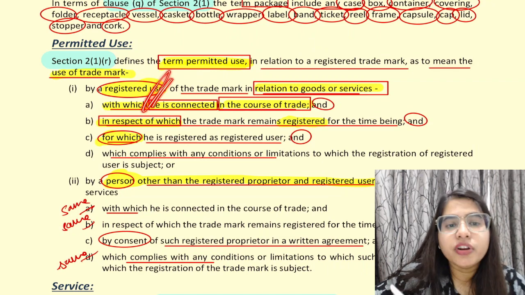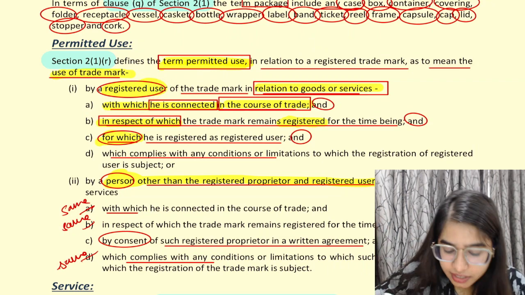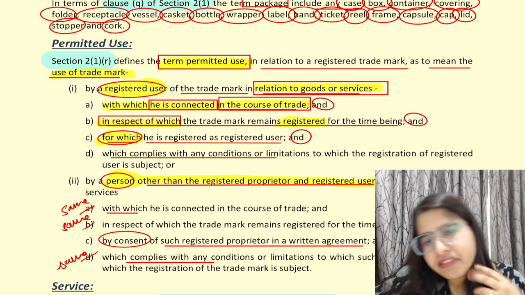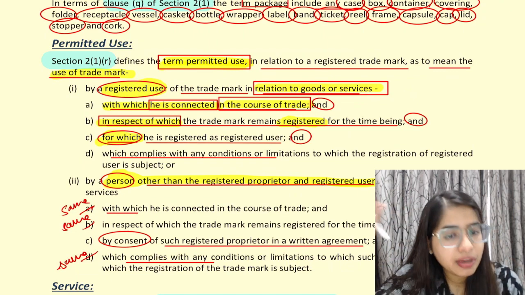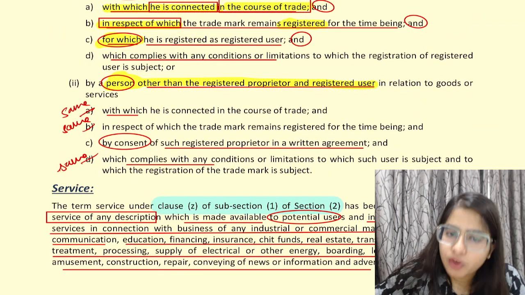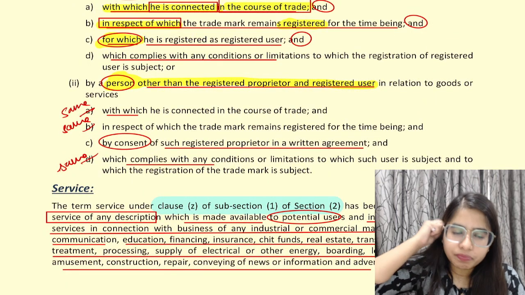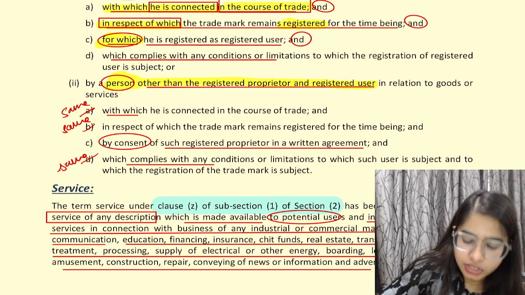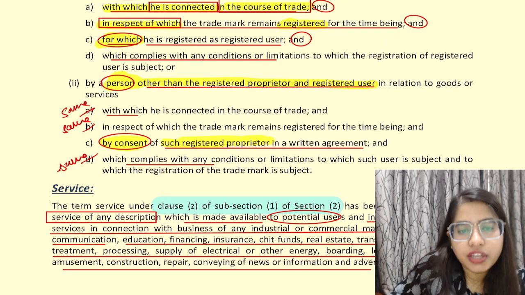Can a registered owner use the trademark? Yes, the registered owner can use that trademark. Now the question is, can anyone else apart from the owner use that trademark? Yes. Any person other than the registered proprietor can also use the trademark with the consent of the registered proprietor.